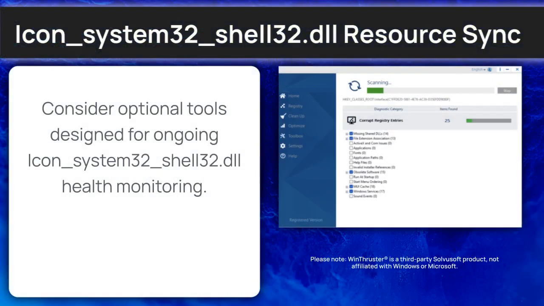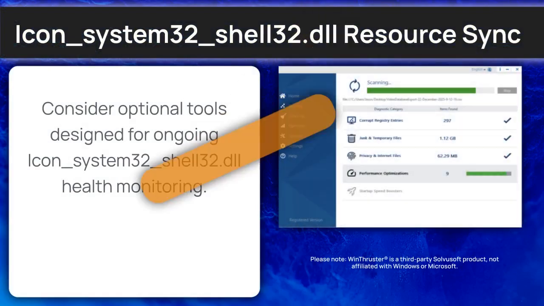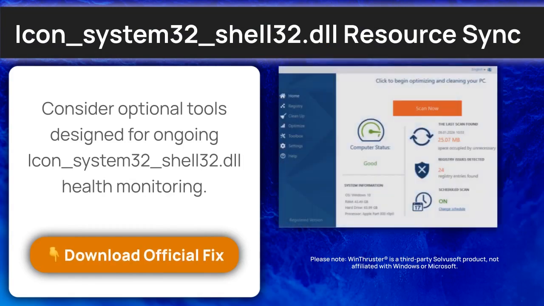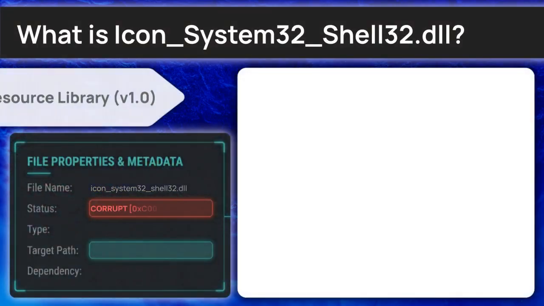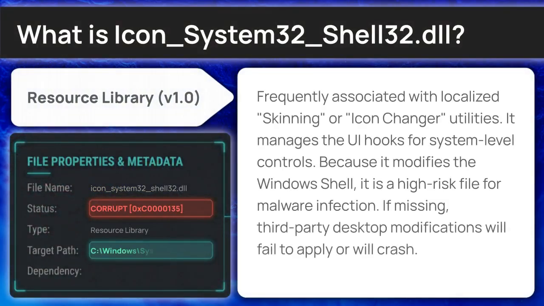As we prepare to resolve Icon System 32 Shell32, consider using the diagnostic path below to ensure a stable environment for your libraries. This is the Icon System 32 Shell32, frequently associated with localized skinning or icon changer utilities. It manages the UI hooks for system-level controls. Because it modifies the Windows shell, it is a high-risk file for malware infection. If missing, third-party desktop modifications will fail to apply or will crash.